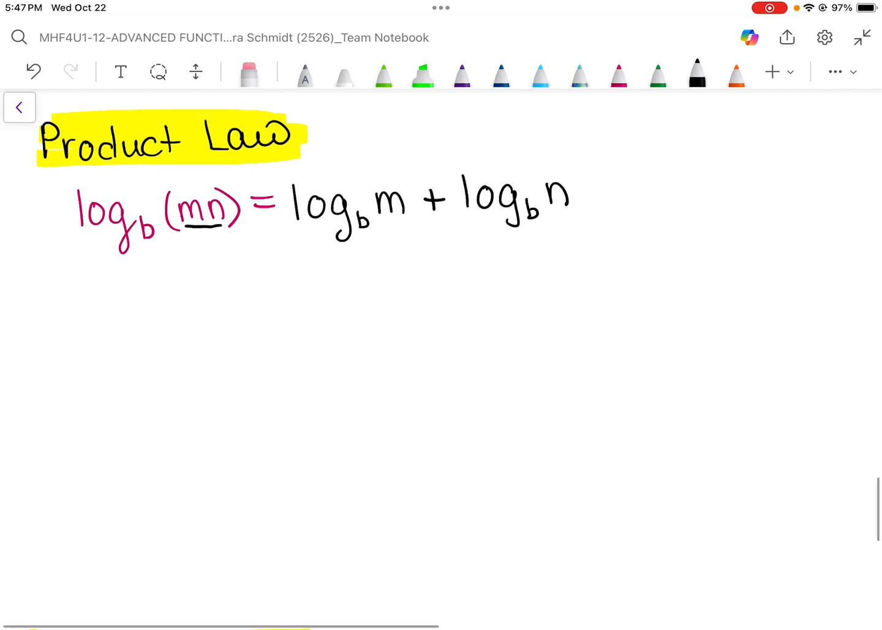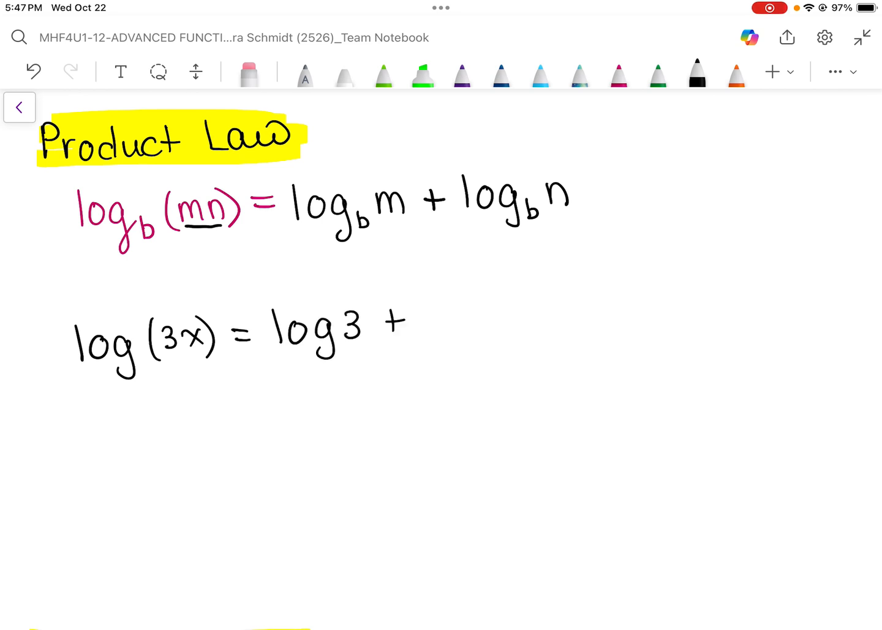So maybe I have something that I can't easily solve as a separate thing. Like, I don't know what a question would be, but say I had log of 3x. If I wanted to, I could write that as log 3 plus log x. So I can actually split up this product into a 3 and an x. Or maybe I want to go the other way. Maybe splitting it up will help me evaluate a log.